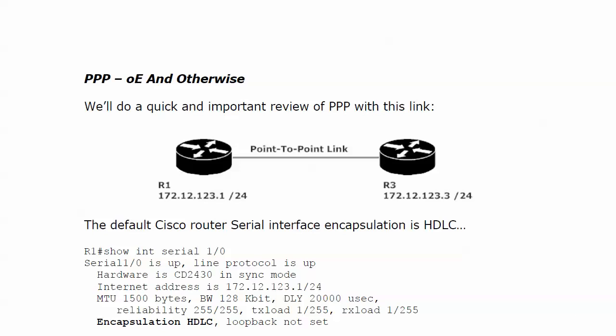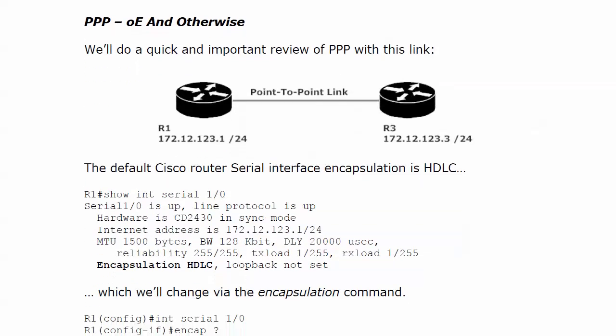Time for a review of PPP, and then we're going to take a very quick look at PPP over Ethernet. We're going to start here with this link between routers 1 and 3, 172.12.123.1 on the router 1 side, .3 on the router 3 side.